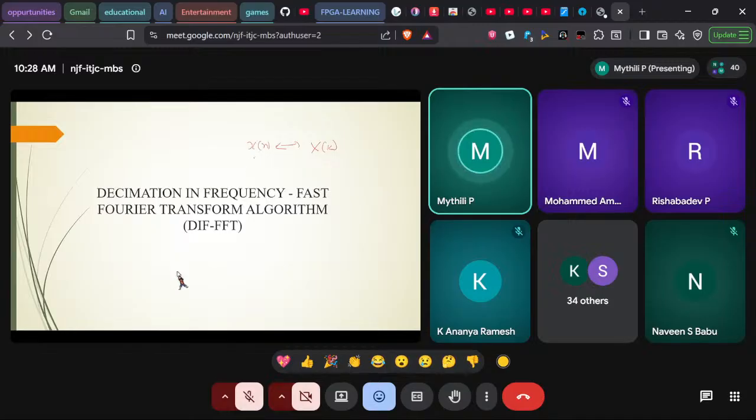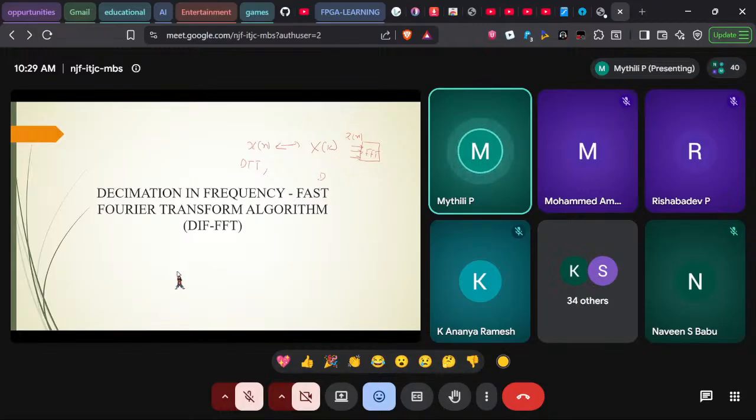But in decimation in time, if you see the input side of the FFT algorithm, you have the x of n's here, with the even, odd, like that. Every second sample will be on the top, every even part, like that.